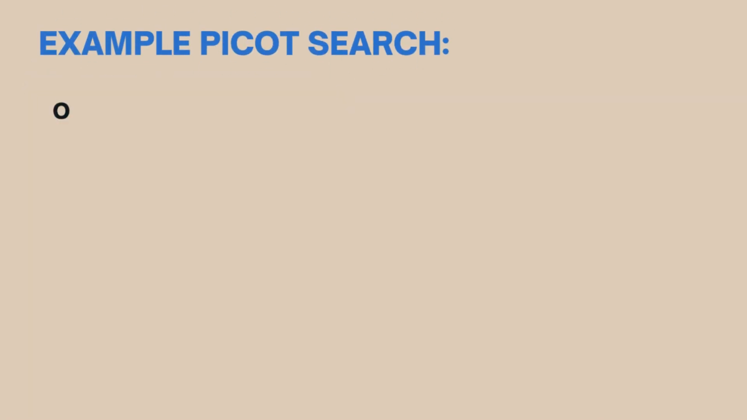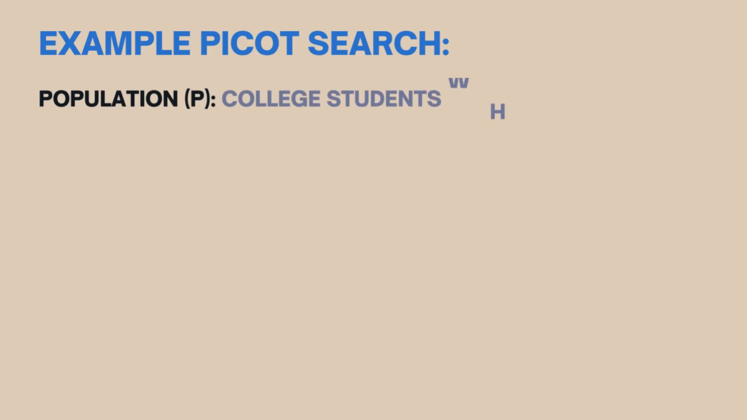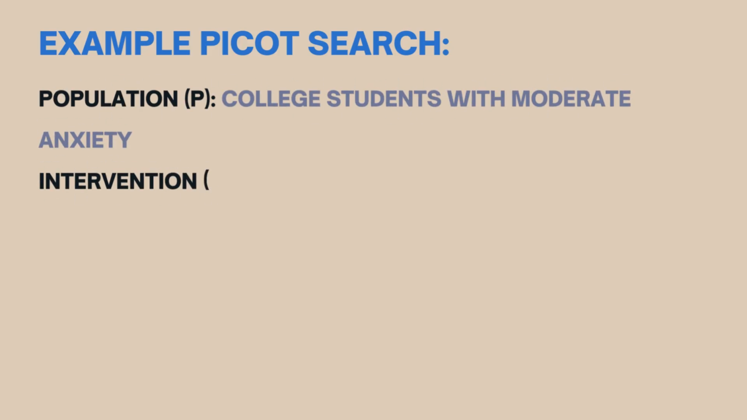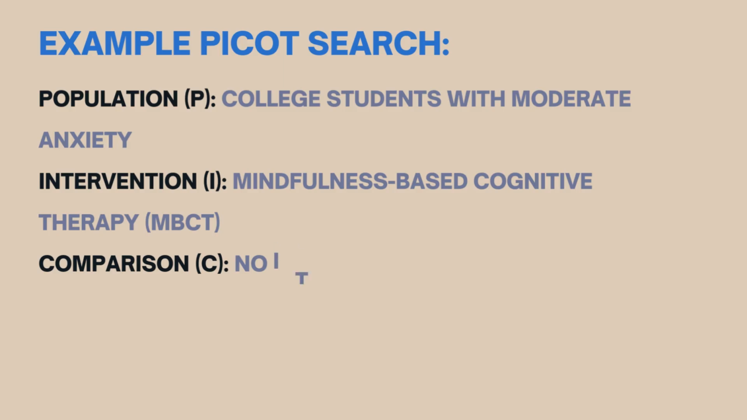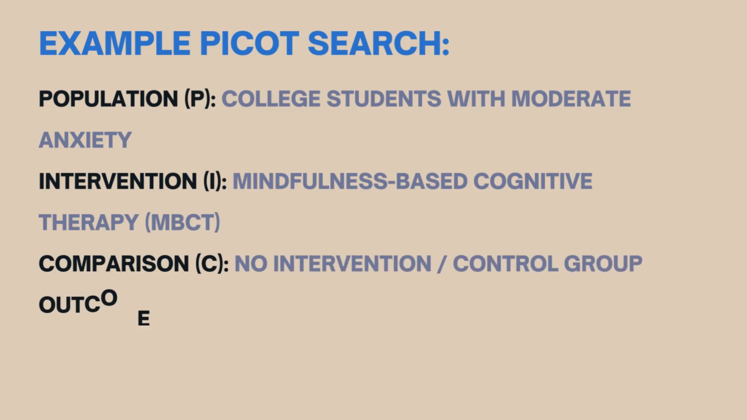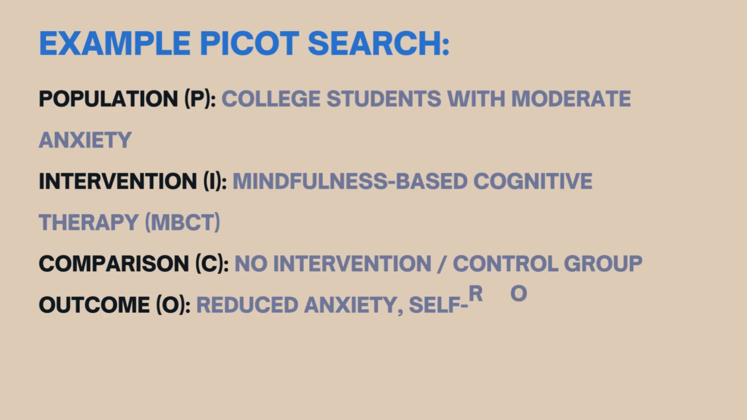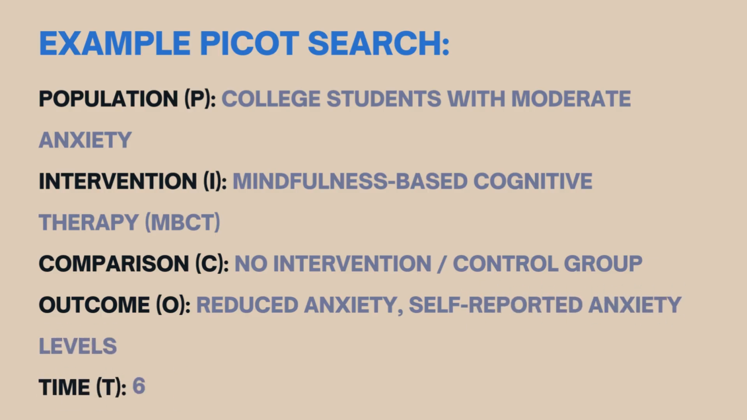Here is an example of a PICOT search. The population and problem are college students with moderate anxiety. The intervention is mindfulness-based cognitive therapy. The comparison is to a control group that did not receive therapy. The outcome is reduced anxiety. The amount of time for the study was 6 weeks.